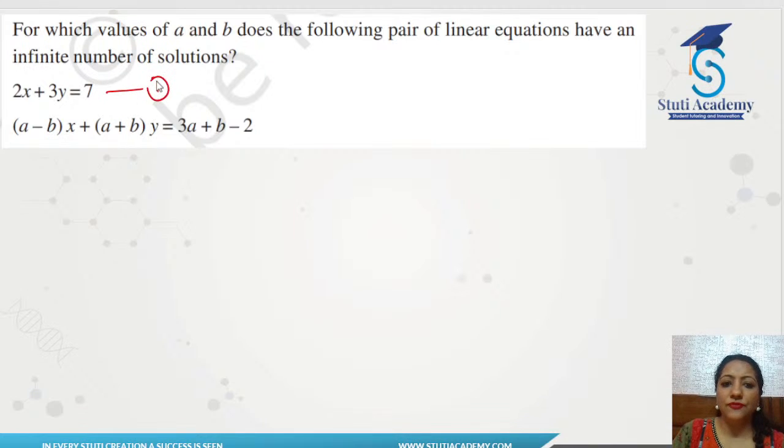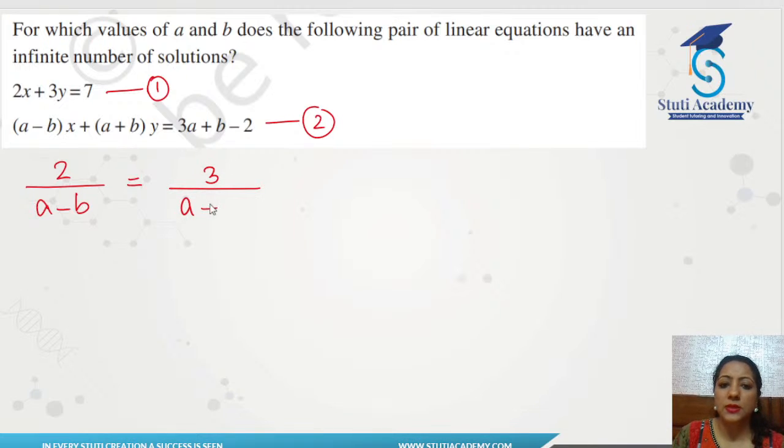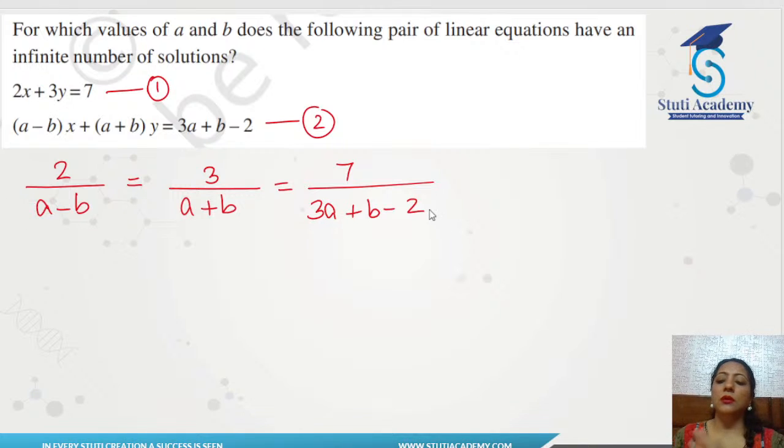So I'm going to name this as the first equation and this as the second one. Now for infinite solutions, we know a1 upon a2, that is coefficient of x here upon coefficient of x here, equal to b1 upon b2, that is 3 upon a plus b, equal to c1 upon c2, that means the coefficients of the constant term. So we must have these three ratios same. In the next step, we are going to solve for a and b. So I'll take these two first.